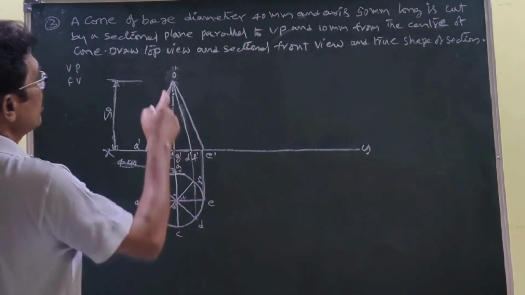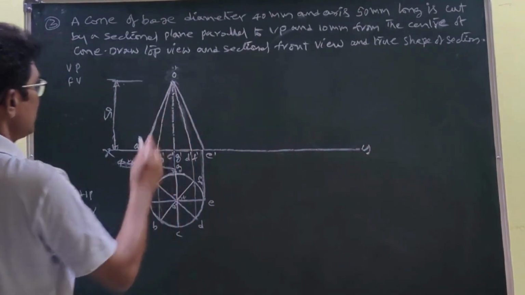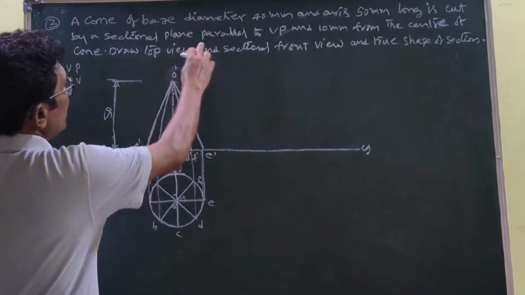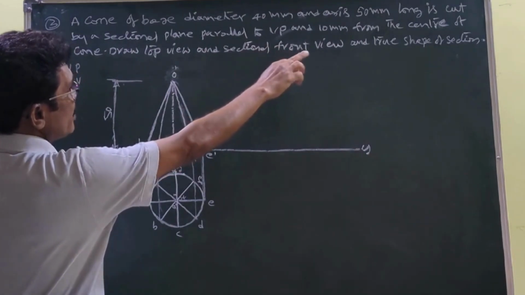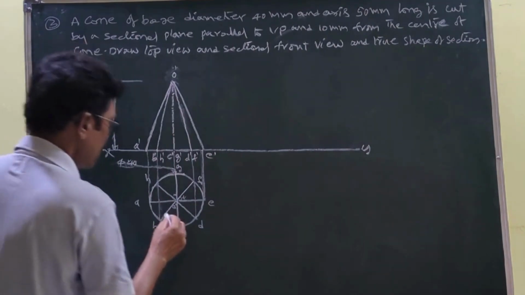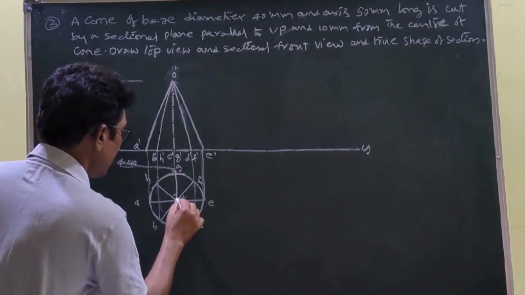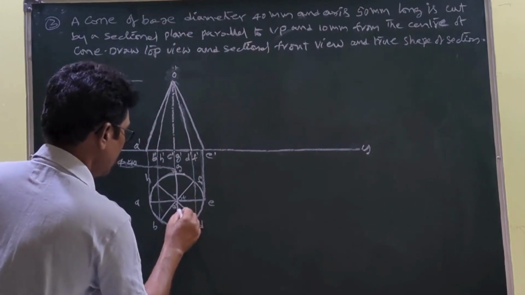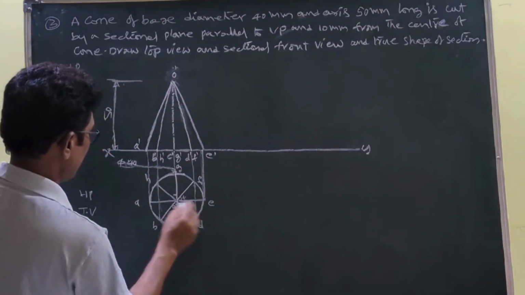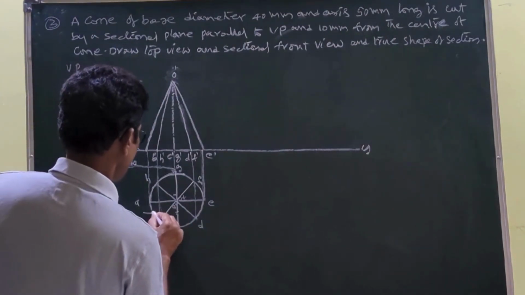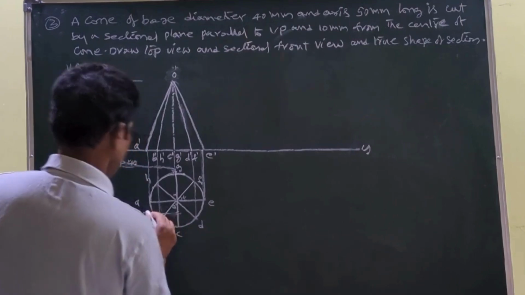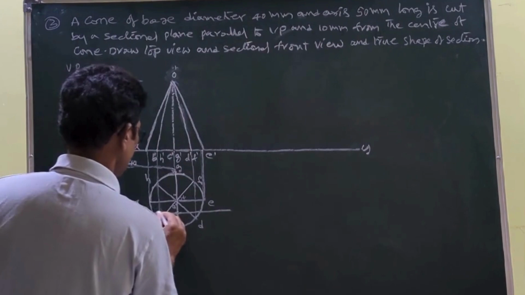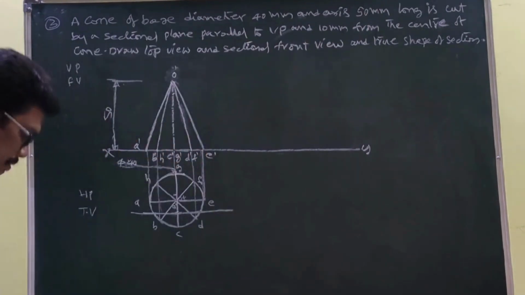So next is the cutting plane. This is the front view and top view. This is the position in which we have to develop the front view and top view. Then the cutting plane is 10 mm from the center of the cone. So I would like to take it here, on this side. You draw a horizontal line. This is the cutting plane. Let us assume this is the cutting plane.